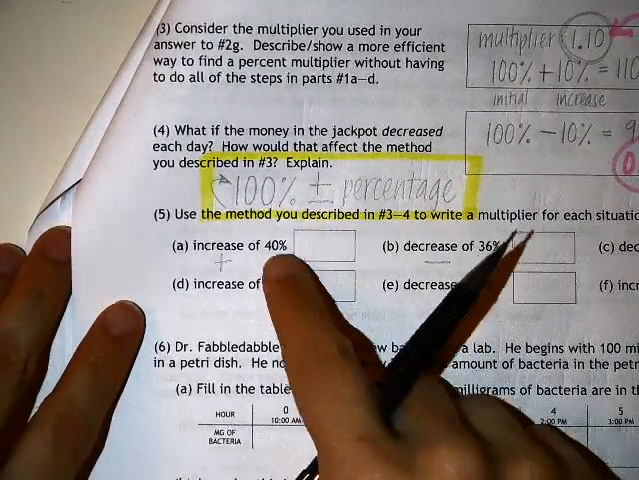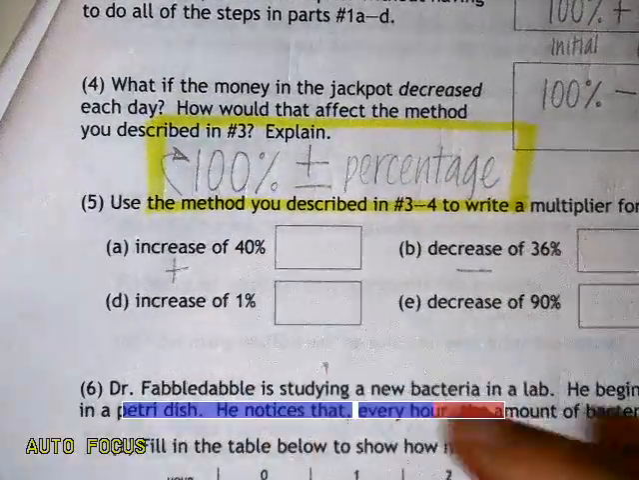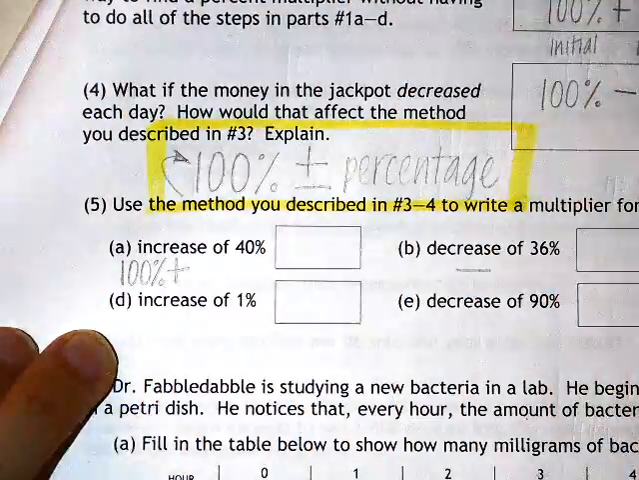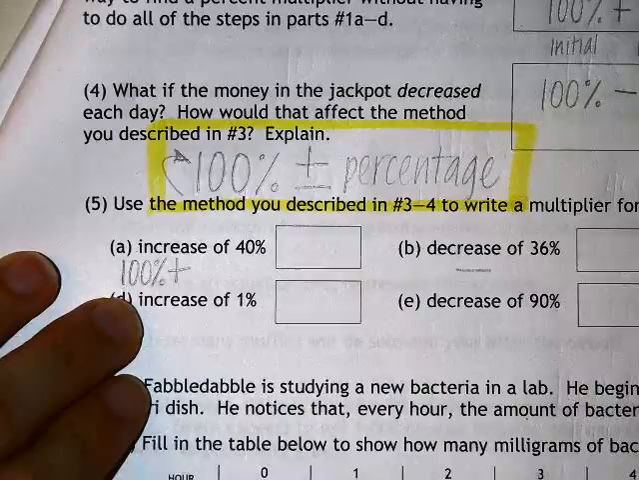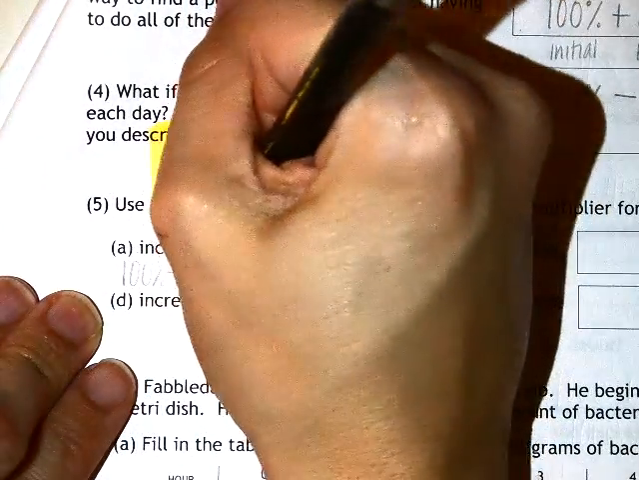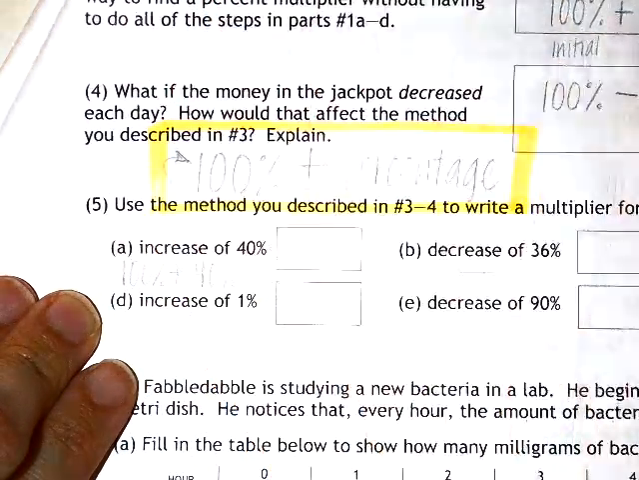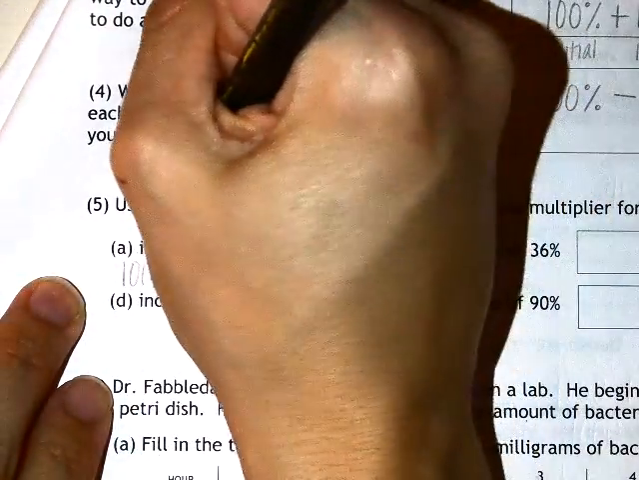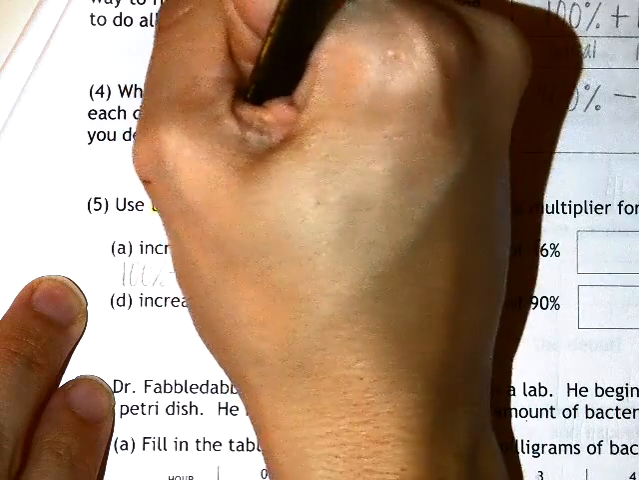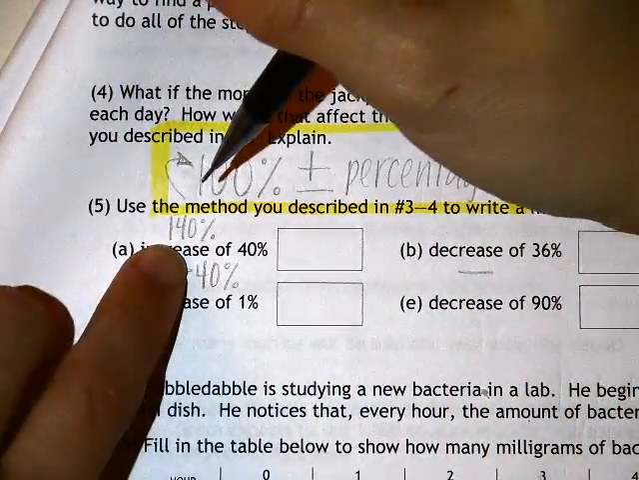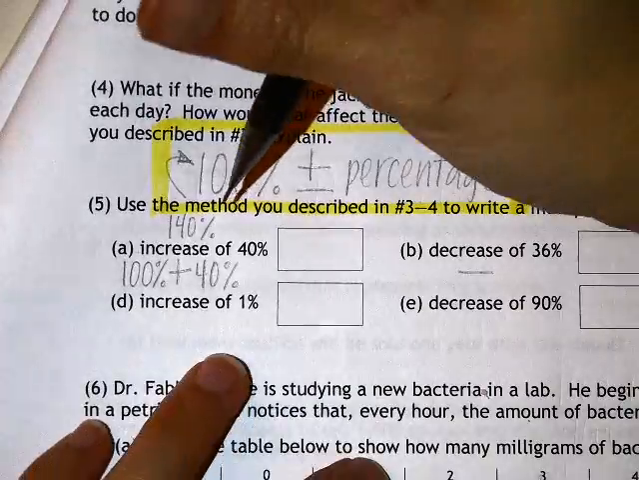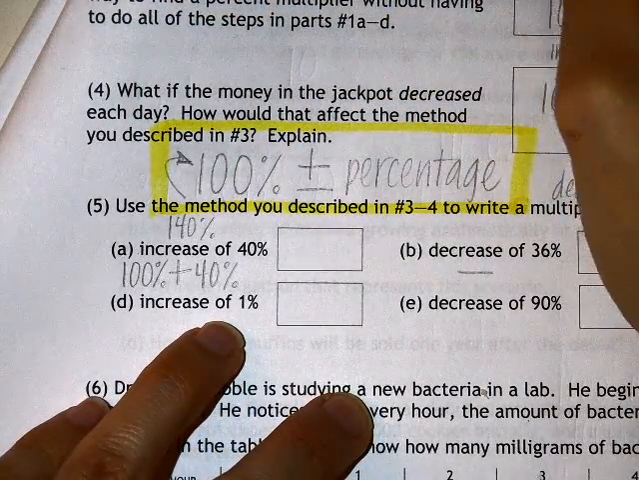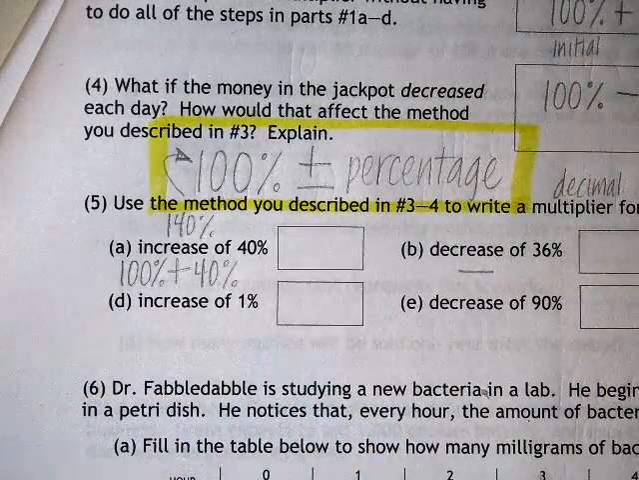In letter A, if I have an increase of 40%, that means I'm starting with 100% of whatever I began with. So like, for example, 100% of a jackpot plus an extra 40% more. So if we think about that, 100% plus 40% is 140%. That number is one step away from being my multiplier. The thing is, the multiplier is going to be a decimal. And I'll make that little note to myself here.